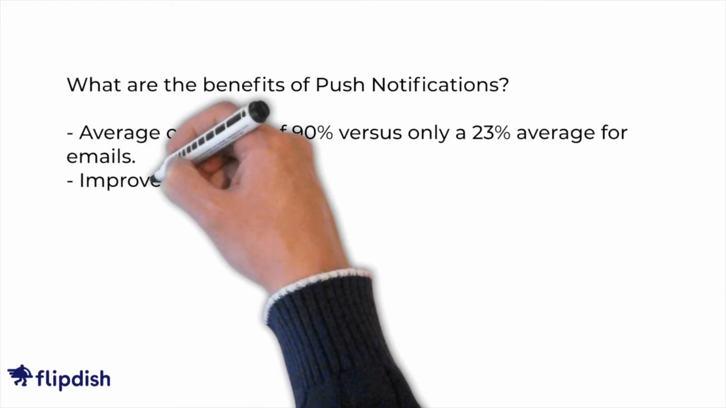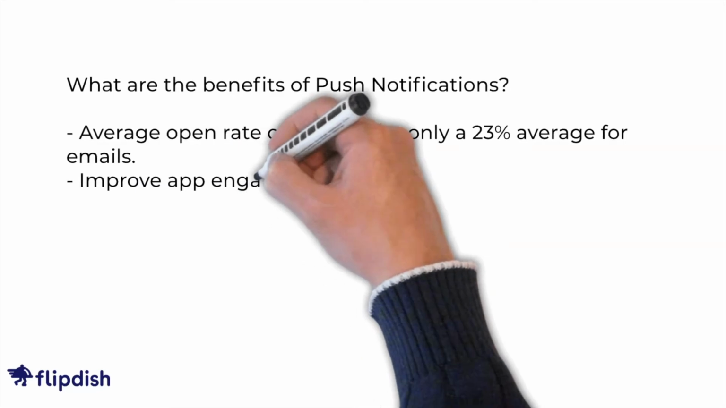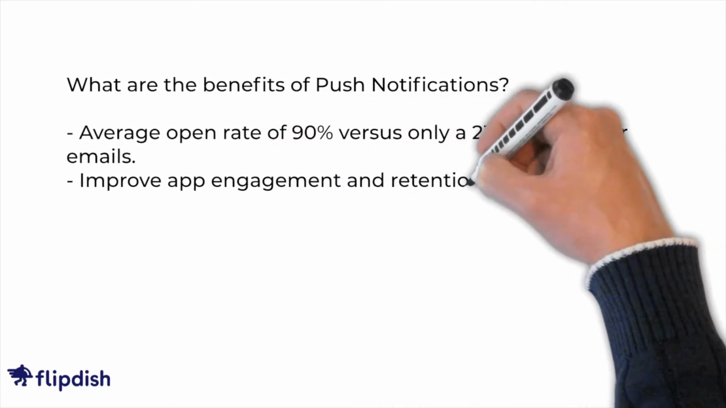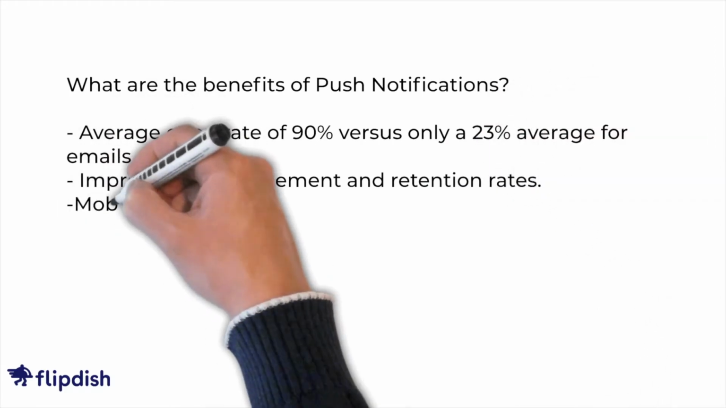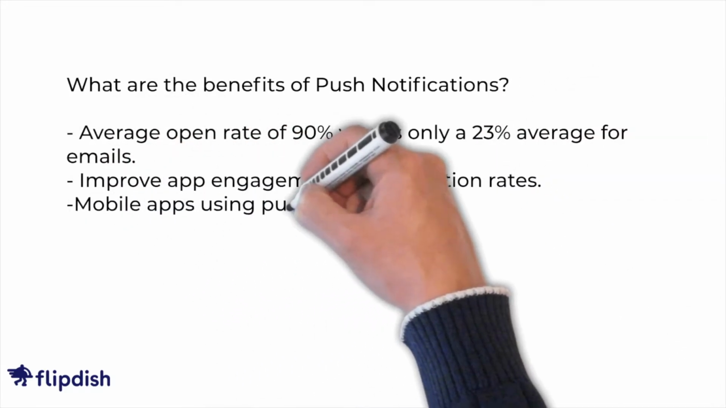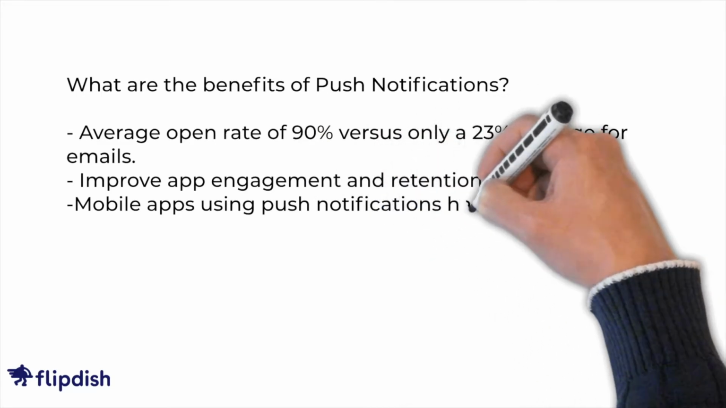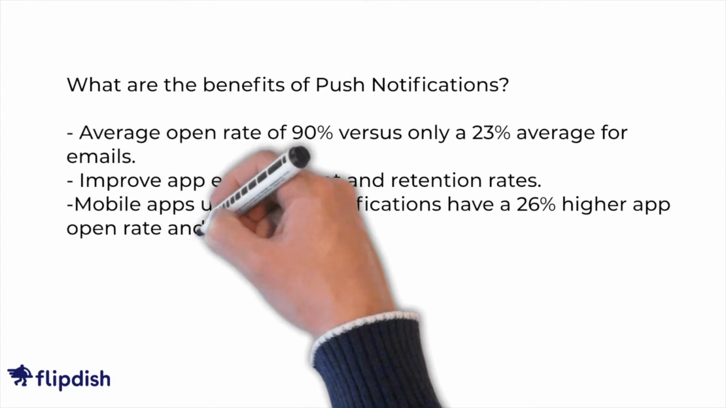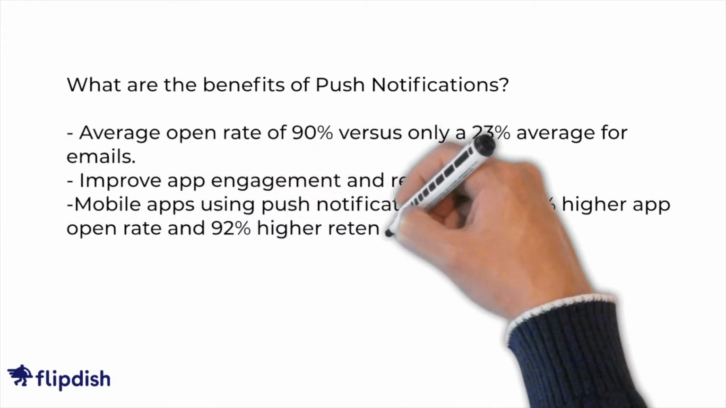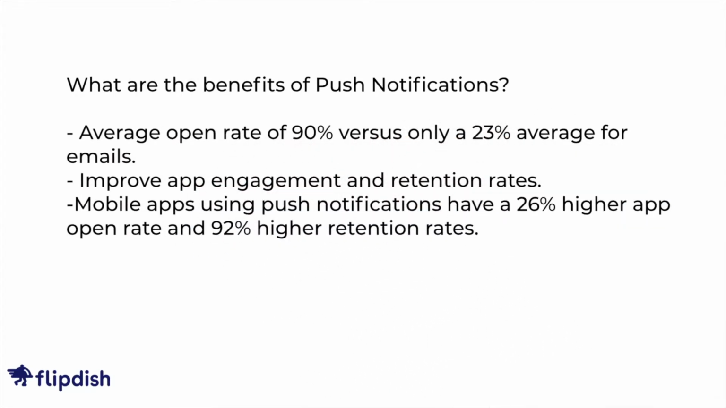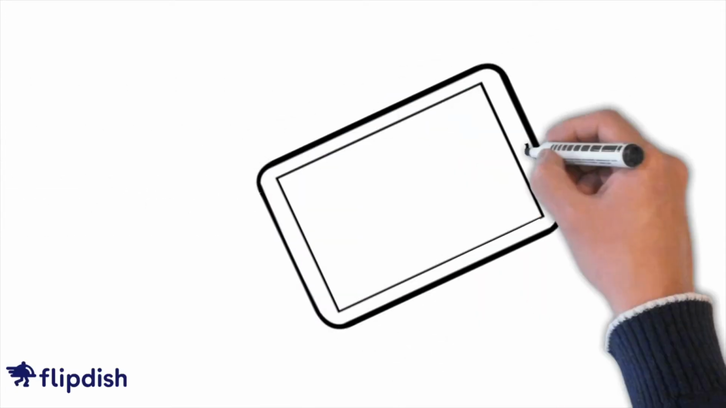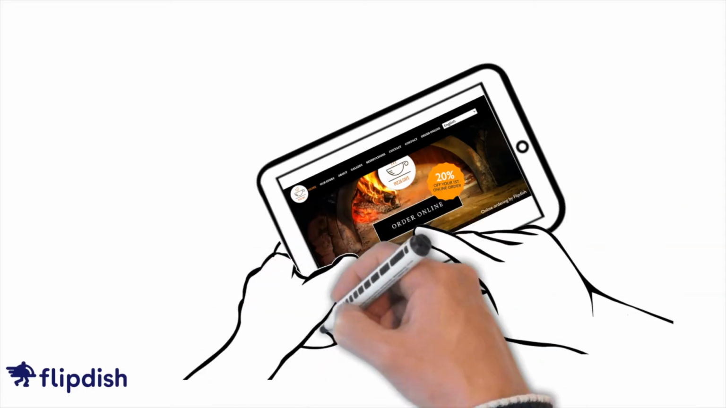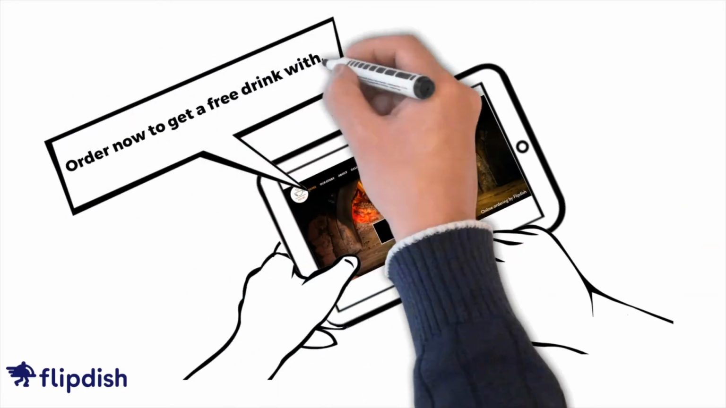Secondly, as well as delivering higher open rates and click-through rates than email marketing, push notifications also improve app engagement and retention rates. Mobile apps using push notifications have a 26% higher app open rate and 92% higher retention rates. All of this makes it more likely that these customers will keep your app on their home screen and buy more from you. Push notifications work because people bring their mobiles everywhere. They can't be missed as they appear on the phone's lock screen. They are much shorter and snappier than emails, and they usually have a clear call to action.